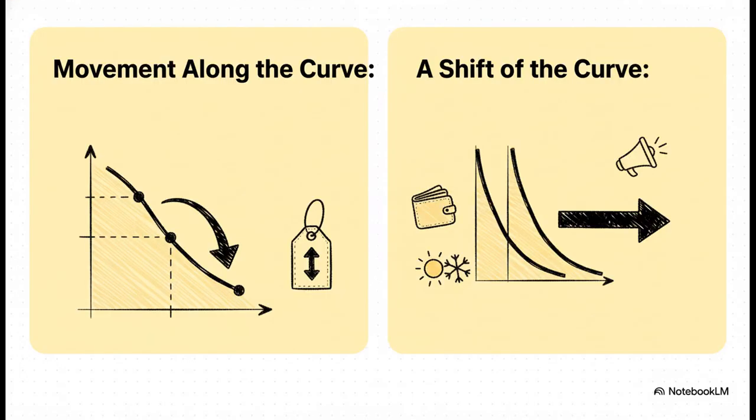Okay, this slide right here is critical for your exams. You have got to understand the difference between a movement along the curve and a shift of the entire curve. It's simple when you get it. A change in the price of the product itself only causes a movement along the existing curve. Price goes up, demand contracts. Price goes down, demand extends. But if any other factor changes, anything that's not the price, the whole curve moves to a new position. Let's look at what those other factors are.